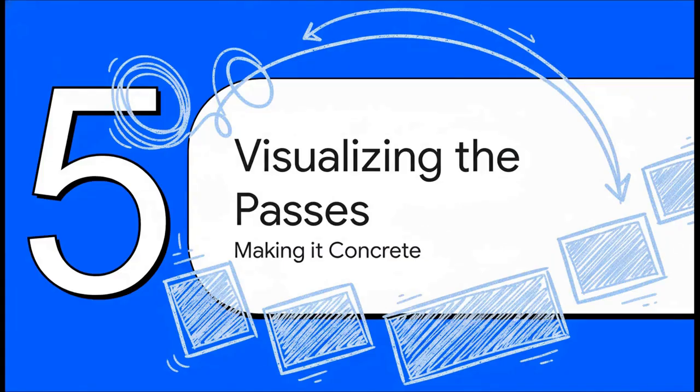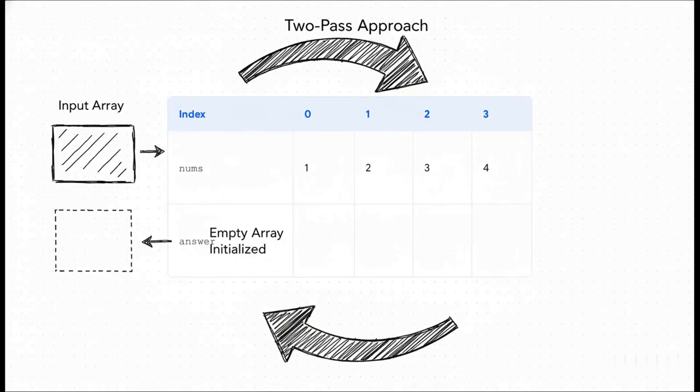after it. Now, theory is one thing, but this is one of those algorithms that really clicks when you actually see it happen. So let's take our example, 1, 2, 3, 4, and trace it through this whole process. Okay, here's our setup. We've got our input array, nums, and we've set up an empty answer array of the exact same size. This answer array is where all the magic is going to happen over our two passes.